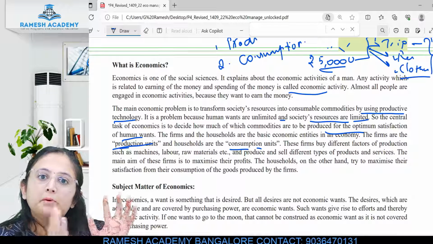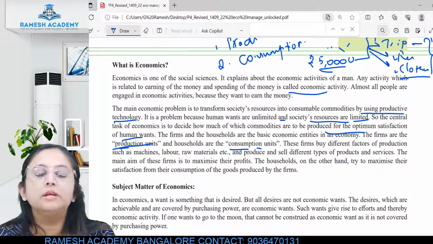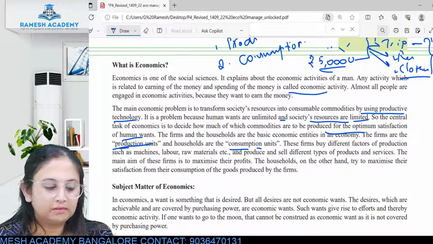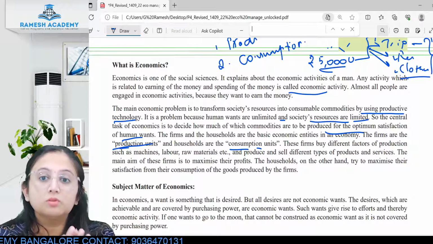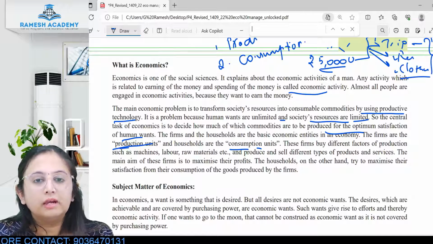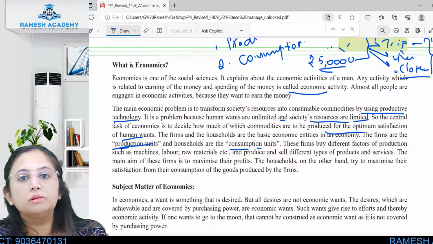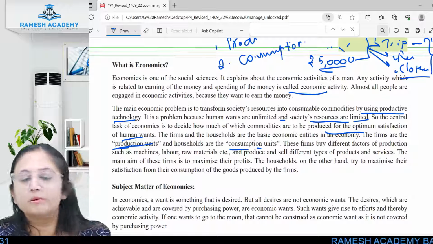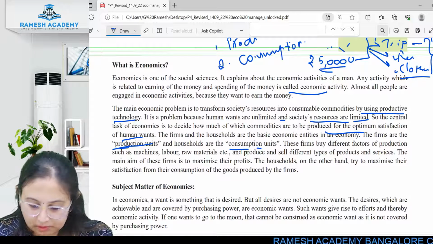See, if there are only production units, then there is no economic activity. Everybody is producing, nobody is there to buy. Then where is the economic activity? Correct? And if everybody is a consumer only, nobody is there to produce, then where is economic activity? So to balance the economy or to properly carry out economic activity, both are equally important. Producers are required, consumers are also required. Without producers, consumers can't do anything. Without consumers, producers can't achieve anything. So they are called production units and consumption units.